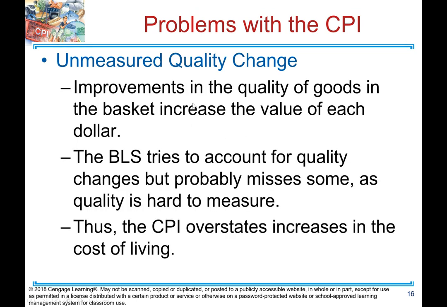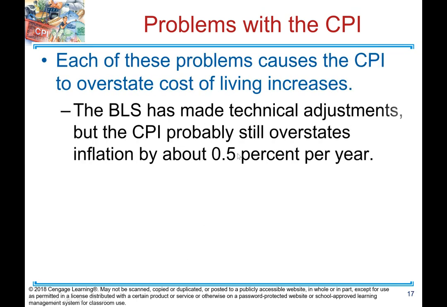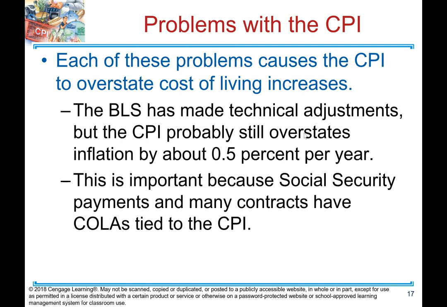The other limitation of CPI is unmeasured quality change. Improvements in the quality of goods in the basket increase the value of each dollar. The BLS tries to account for quality changes, but probably misses some as quality is hard to measure. Thus, the CPI also overstates increases in the cost of living. Each of these problems causes the CPI to overstate cost of living increases.